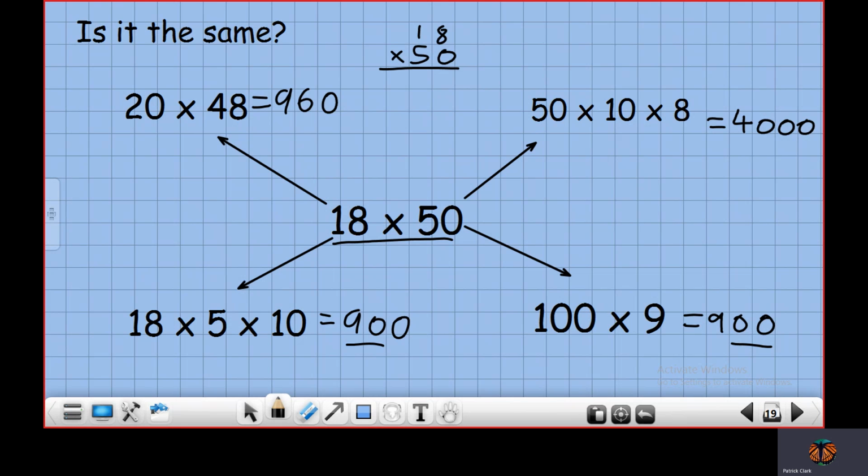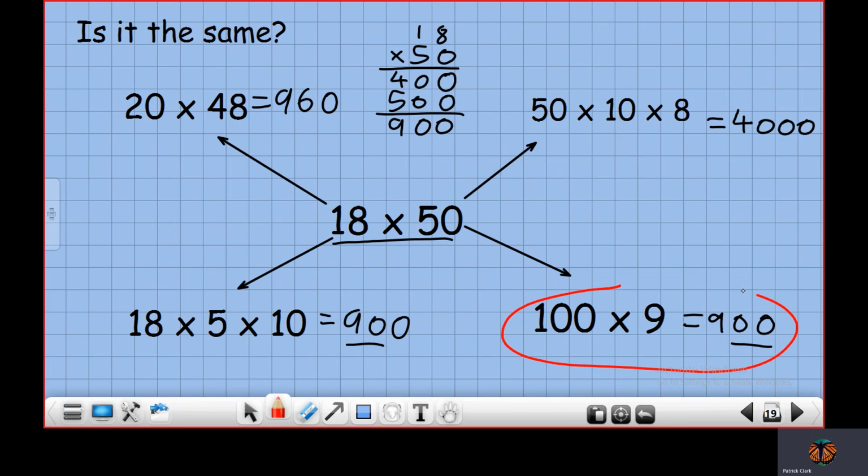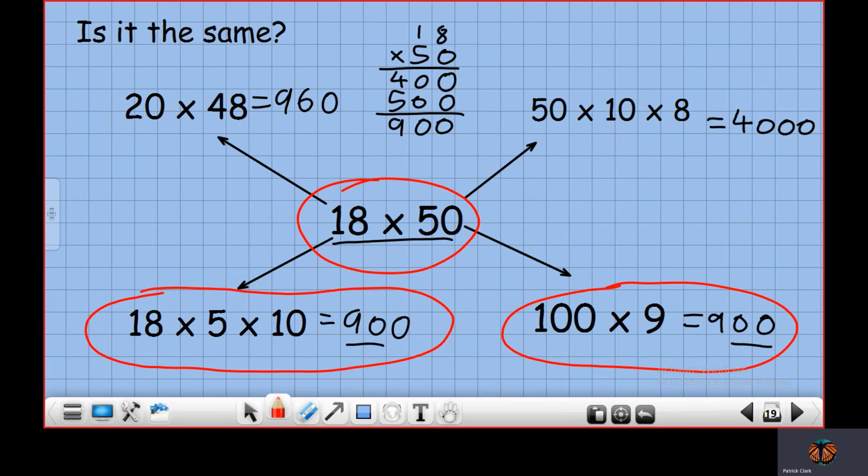8 times 0 is 0. 8 times 50, I'm going to do 8 times 5 is 40, so the answer is going to be 400, isn't it? Then I've got to do 10 times 0 is 0. 10 times 50 is 500. Add them together and I get the answer 900. So from these ones, I hope you spotted that 100 times 9, 18 times 5 times 10, and 18 times 50 are all going to get you the same answer.